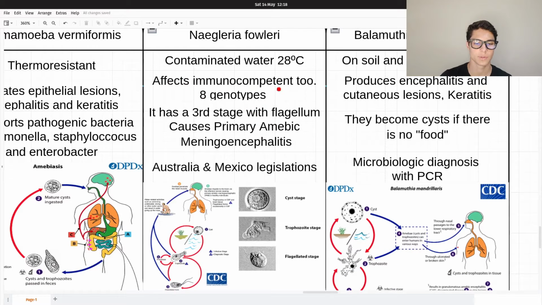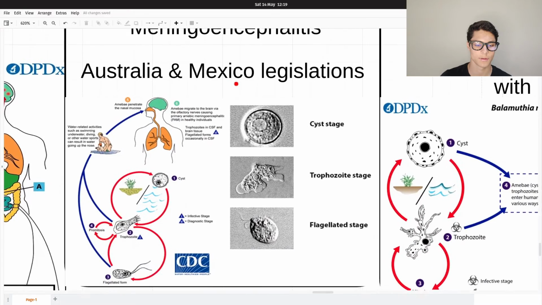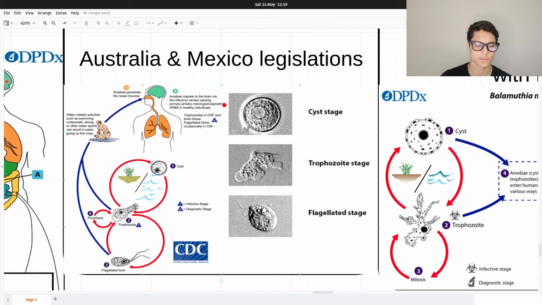They affect immunocompetent people too, and they have three stages: the cyst, the trophozoite, and the flagellated stage, and they cause primary amoebic meningoencephalitis. They are so common in places like Australia and Mexico that these countries have created legislation to fight these parasites.